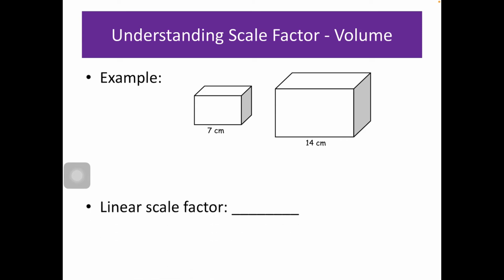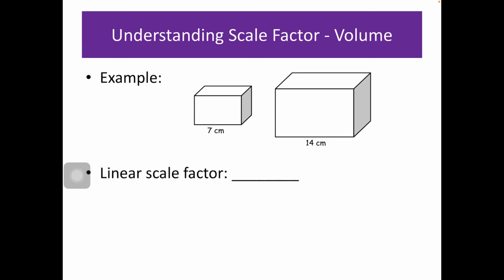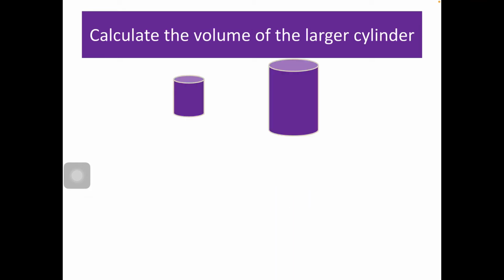For something nice and simple like this one, you've got 2 cuboids. You've got a length of 7 and a length of 14. So you can work out what the length scale factor is, which is going to be times by 2, which means the volume scale factor is going to be times by 2 cubed. So it's going to be times by 8.